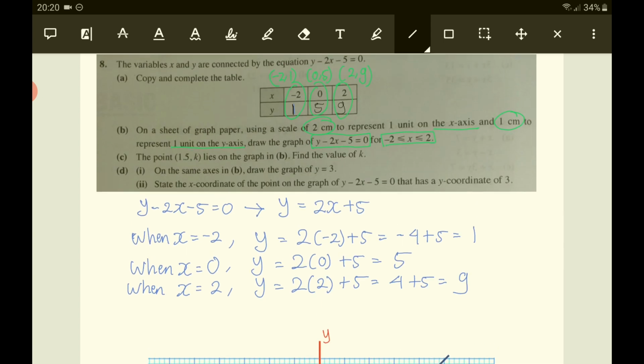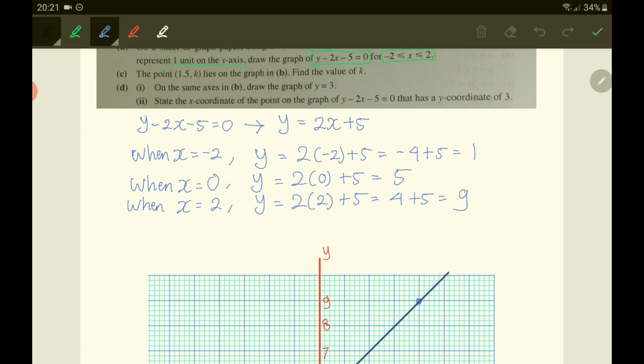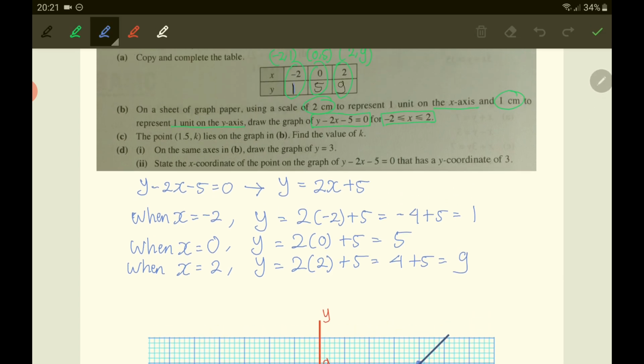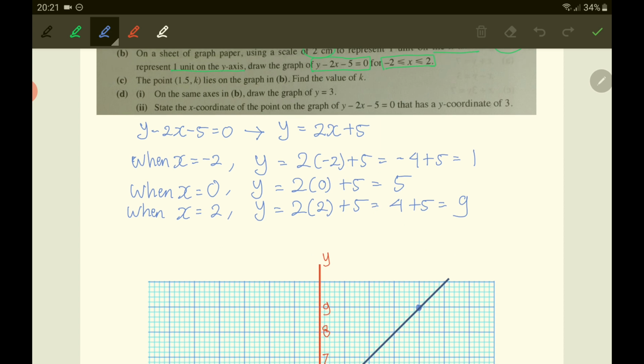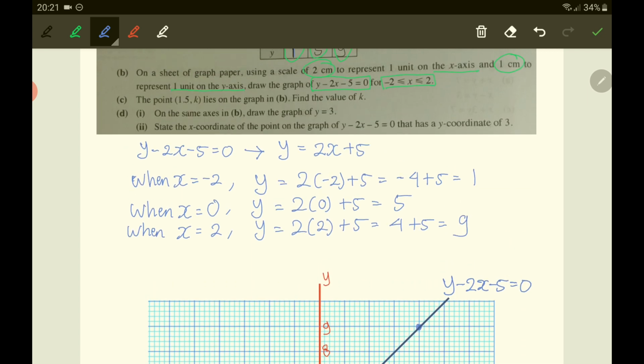What's the name of the equation? After you draw the line, don't forget to name it, because usually the marks include a mark for labelling. So label the line y minus 2x minus 5 equals 0. So this is the label. Okay, and then, done, I think.